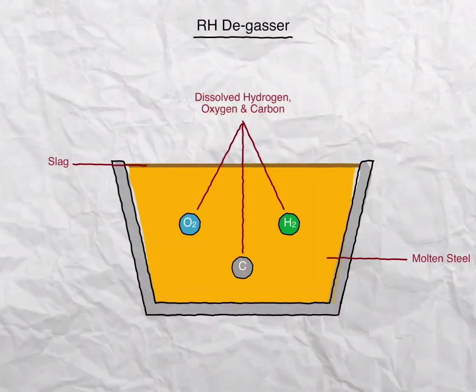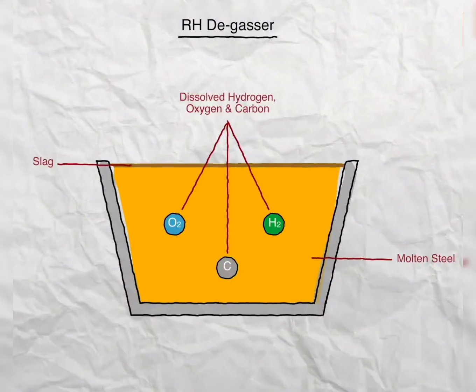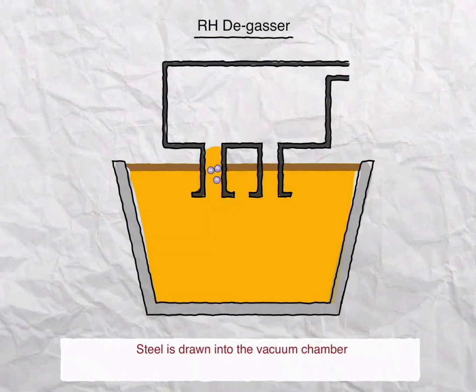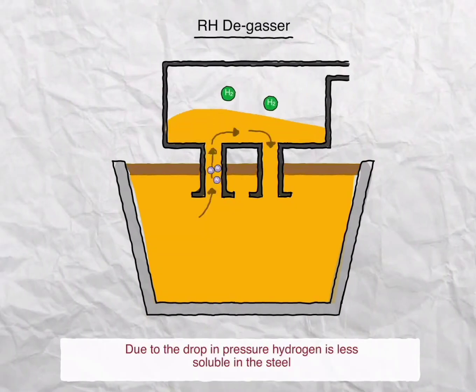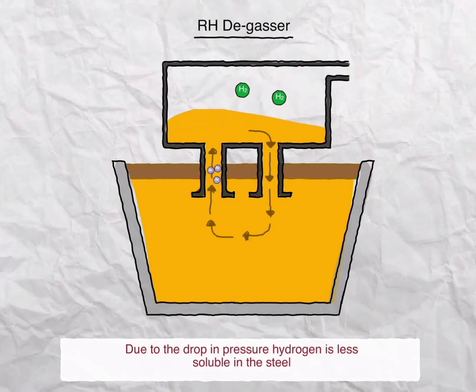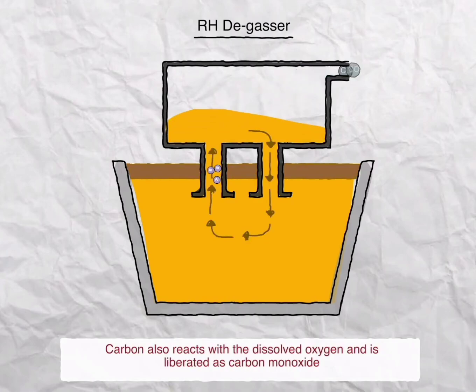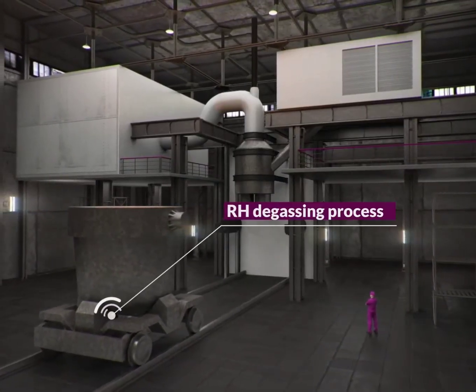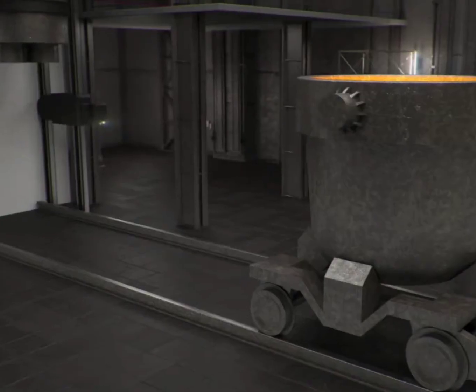Liquid steel from basic oxygen steelmaking can contain oxygen, hydrogen, and carbon. To further refine the steel, removing dissolved oxygen and hydrogen and reducing carbon content via the RH process is achieved by the following steps. The ladle of steel is placed on a transfer car and moved into position below the degasser.